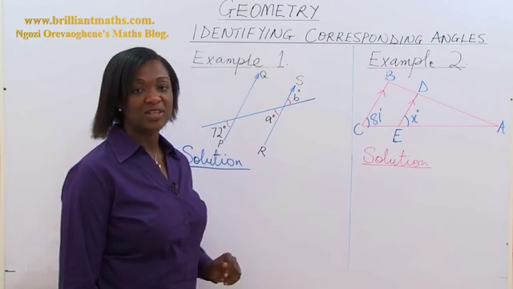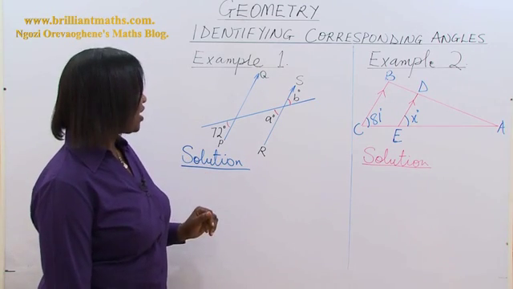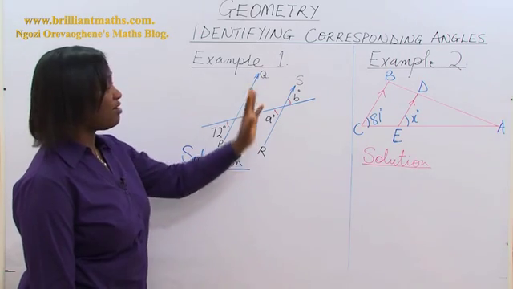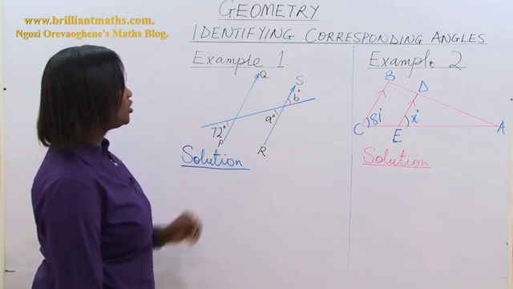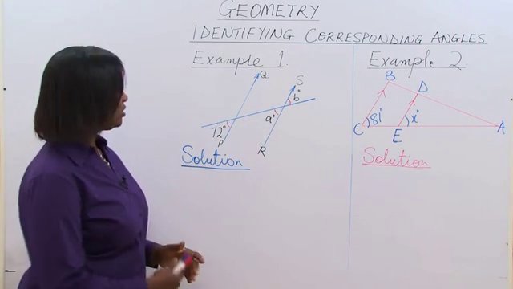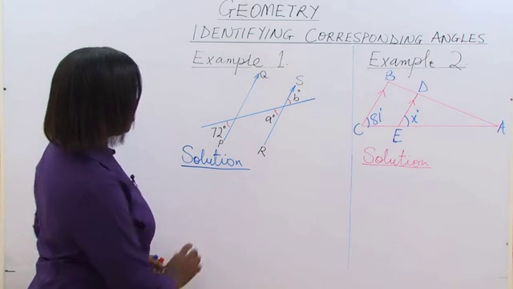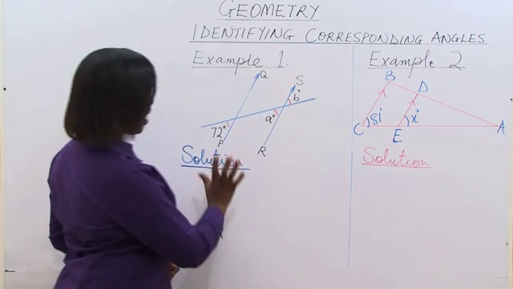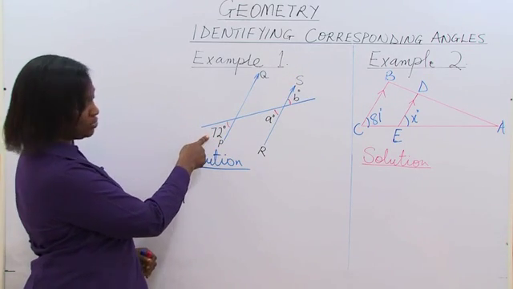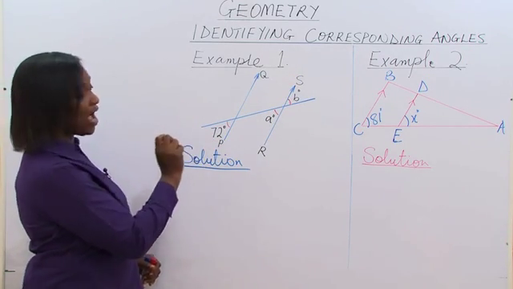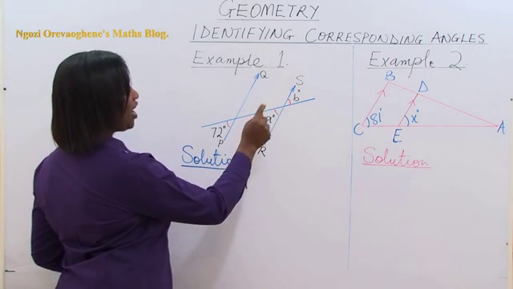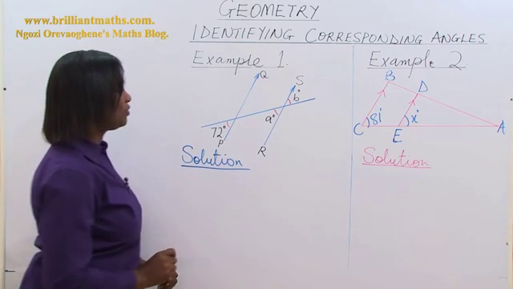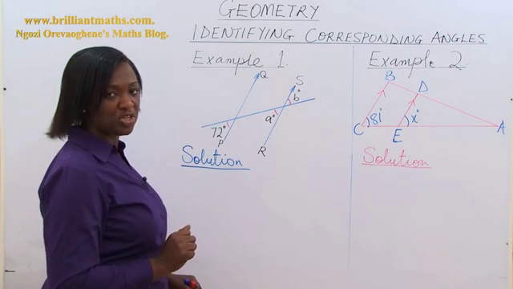Let's look at these two examples. Example one, we have line PQ and line RS. And with the arrows, we know that they are parallel. So we're saying that line PQ is parallel to line RS. We have this angle to be equal to 72 degrees, and we're supposed to find the value of angle A and angle B. Let's look for the F formation.